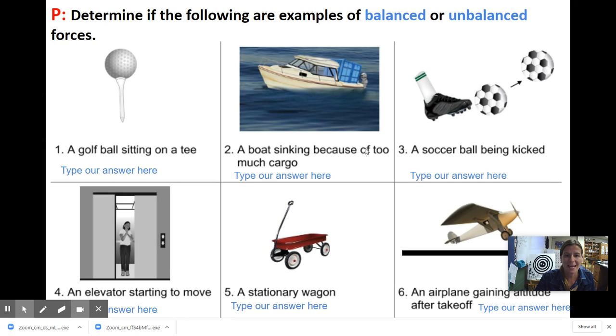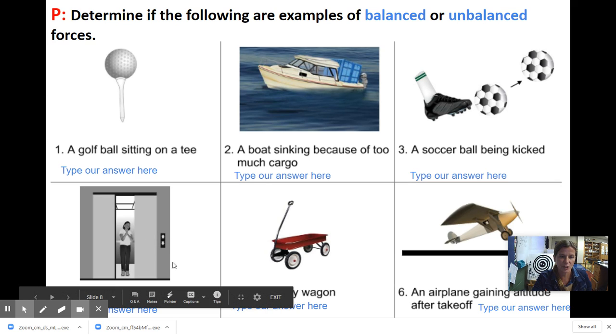Number 2, a boat sinking because of too much cargo. So here an unbalanced force would be taking place because we have a change in motion. It's increasing its speed as it sinks. A soccer ball being kicked is an unbalanced force because the object is changing its motion. It's going to increase in speed.